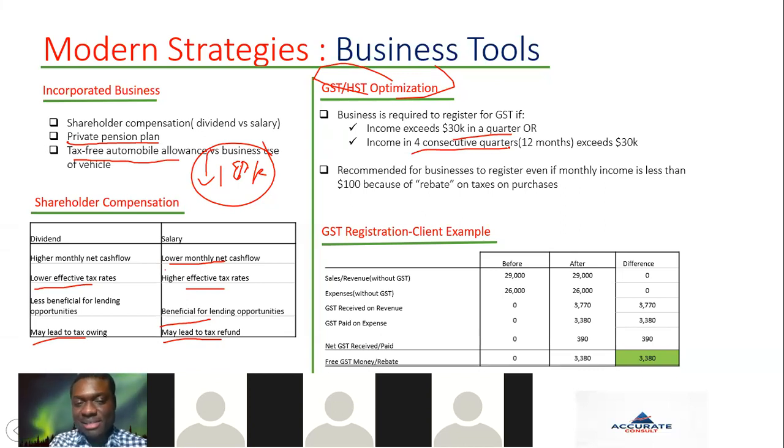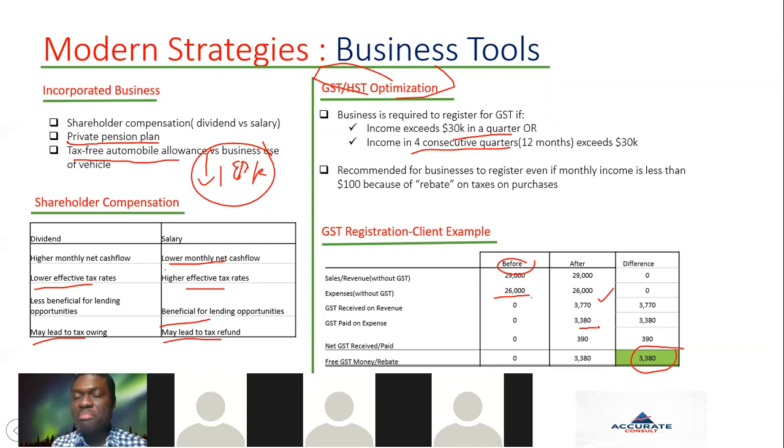One of my clients' scenarios was that the sales was around 29K and total expense was around 26K. He received HST on this gross income and he paid GST, HST on this 26K. So assuming this client was not registered for GST, he wouldn't have gotten this free money. It's like getting free money from the government for helping them to collect taxes. So he collected GST of this amount on sales, and he paid GST of this amount on his own expenses.